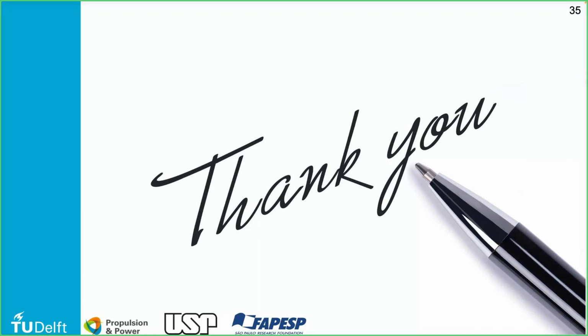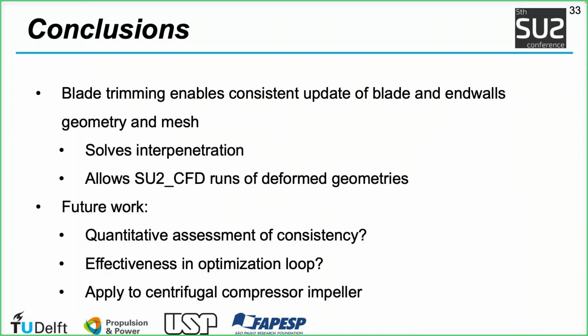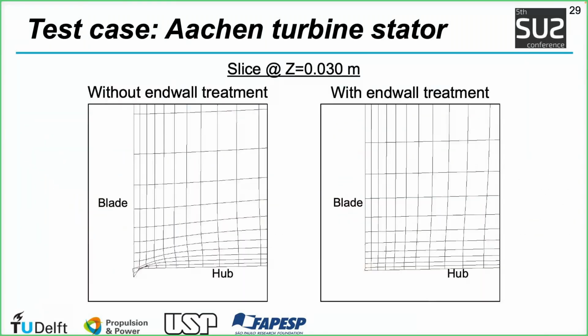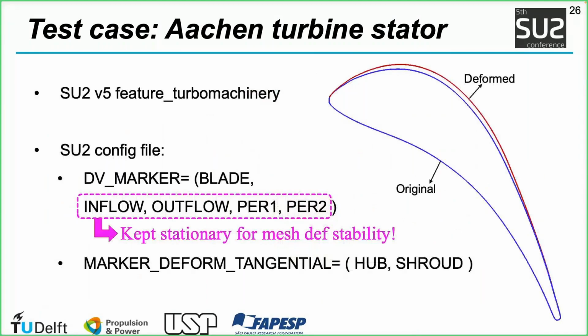Yes, there is a limit to that. With this approach specifically, let me just come back a few slides. Okay, so with this approach, using the marker deformed tangential, if you deform too much the geometry, of course, at some point the mesh will become poor. But our idea would be to eliminate this deformed tangential and to include the hub and shroud also in the DV marker. But there's some work to do that. Perhaps Floyd over there could help us with that, especially regarding the mesh deformation of the end walls.